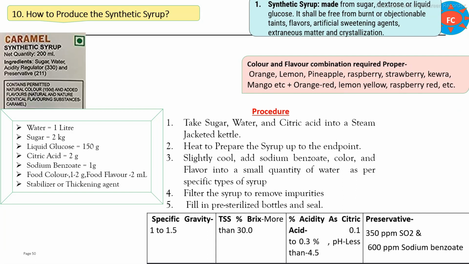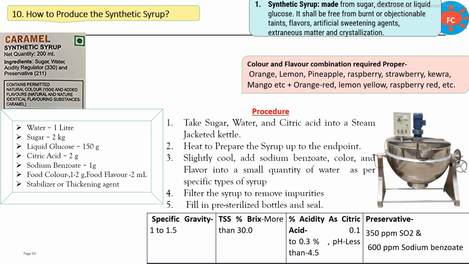The main procedure involved in the production of the synthetic syrup: first, preparation of the syrup, in which sugar, water, and citric acid are used, using a steam jacketed kettle or flour making machines. Then after the preparation of the syrup, addition of the preservatives, color, and flavoring substances, which are separately mixed into a small quantity of water and then added into the syrup. Then finally, the prepared syrup is filtered, cooled, and packaging is carried out. These are the main steps involved in the preparation of the synthetic syrup.